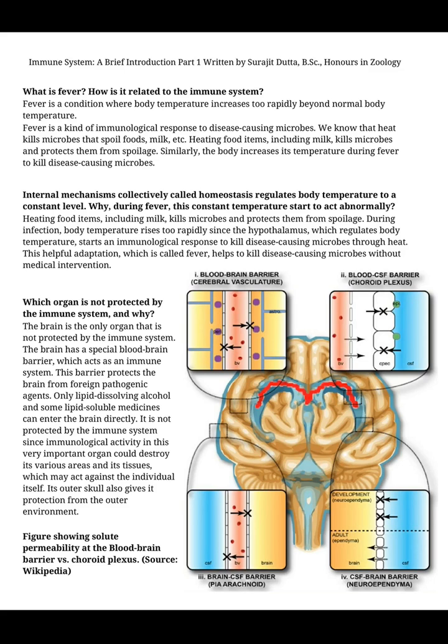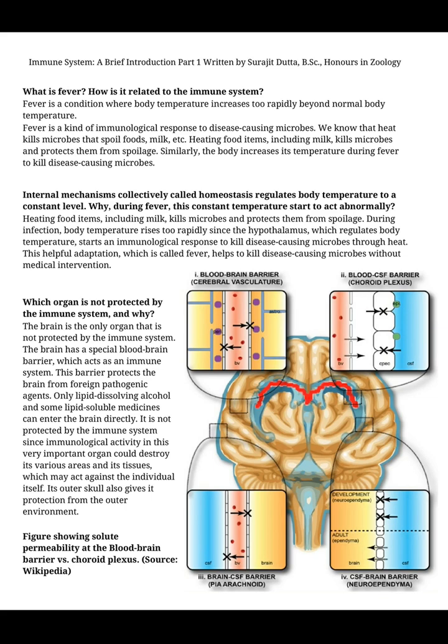Internal mechanisms collectively called homeostasis regulate body temperature to a constant level. Why? During fever, this constant temperature starts to act abnormally. During infection, body temperature rises too rapidly since the hypothalamus, which regulates body temperature, starts an immunological response to kill disease-causing microbes through heat. This helpful adaptation, which is called fever, helps to kill disease-causing microbes without medical intervention.